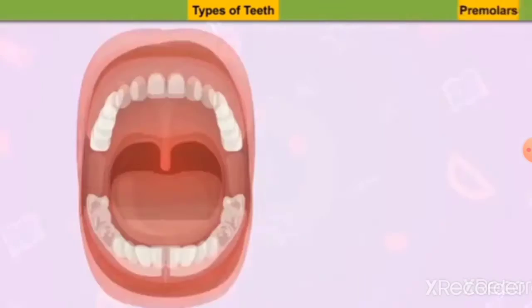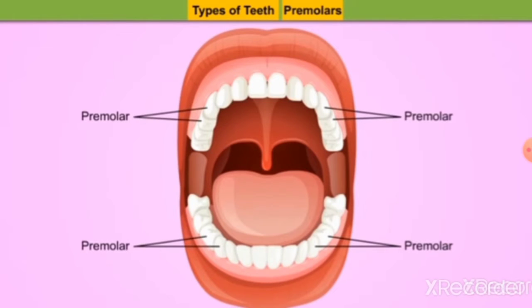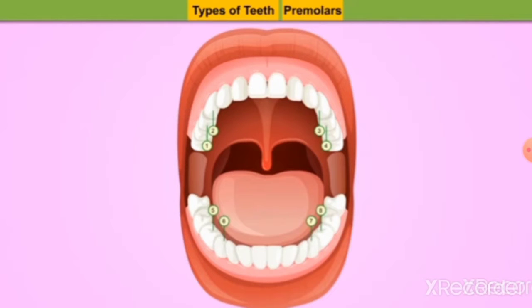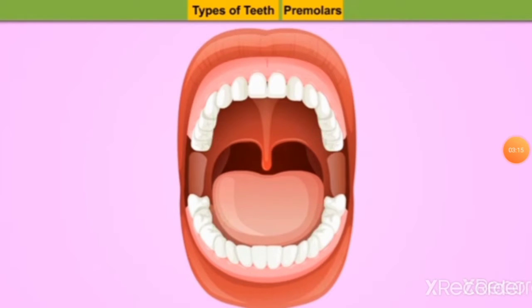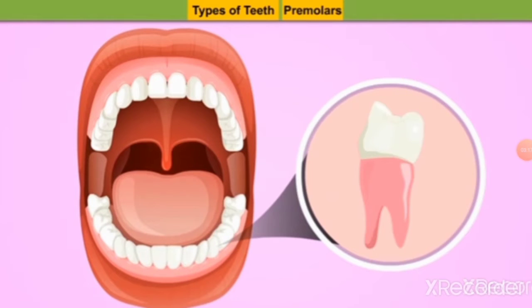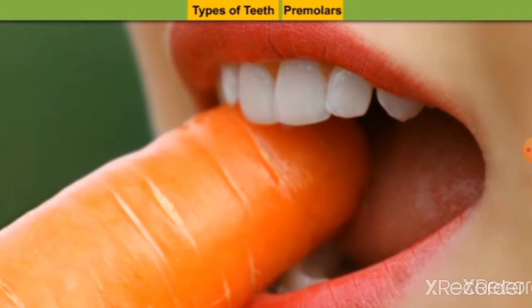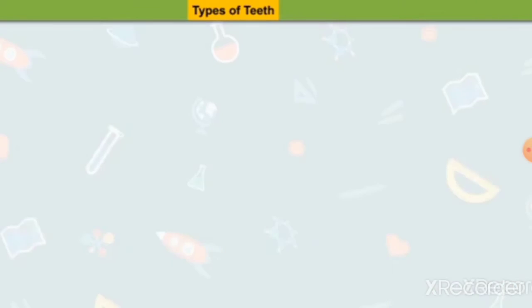Premolars. Premolars are present next to canines in each jaw. They are 8 in number and appear only in the permanent set of teeth. They are broad in shape and have ridges on their surface. The purpose of premolars is to crush and grind the food.